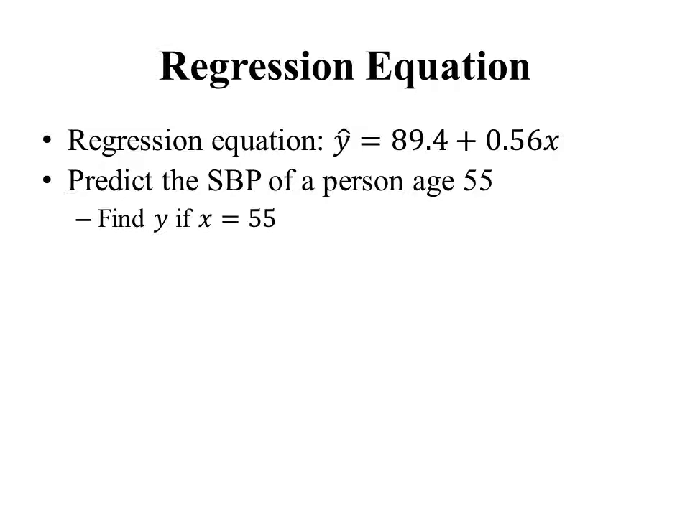Let's predict the systolic blood pressure of a person age 55. So in other words, we want to estimate the value of y if x equals 55. And so we're going to plug x equals 55 into our regression equation, take that times 0.56, add it to 89.4, and we get 120.2. And so we would say that our predicted value of y when x equals 55 is 120.2.